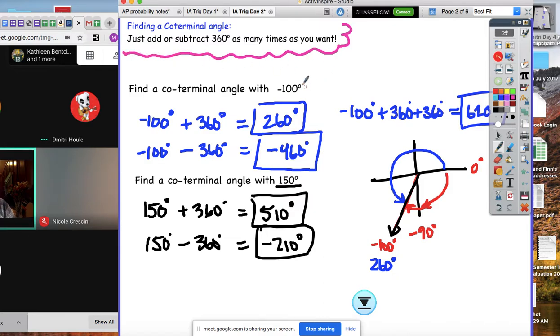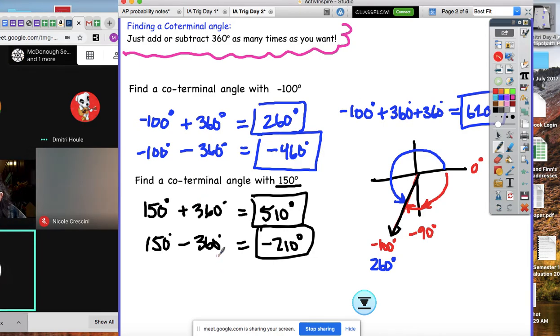If you want to find a coterminal angle, just add or subtract 360 degrees. And technically you can do it as many times as you want. You could keep adding 360 over and over and over, that's just going around and around. Or you could subtract 360 over and over, and then you'd be going the other direction around and around.